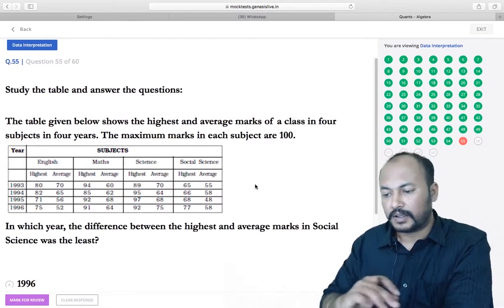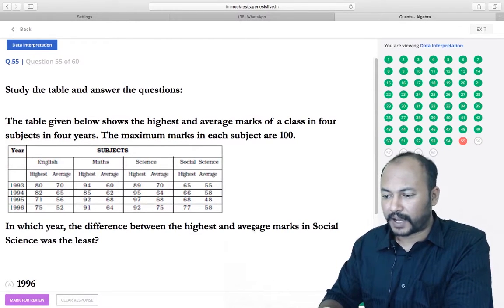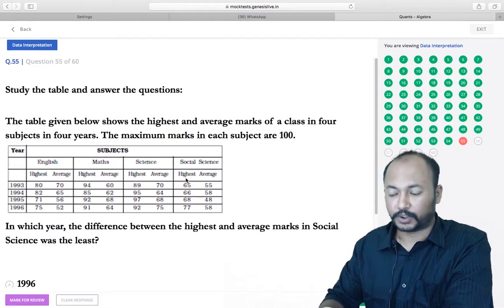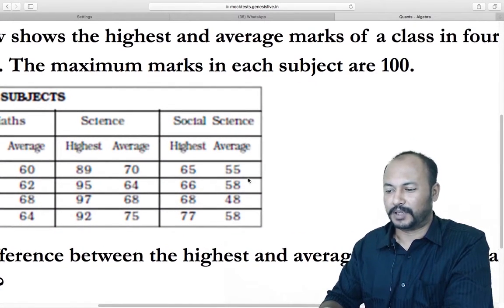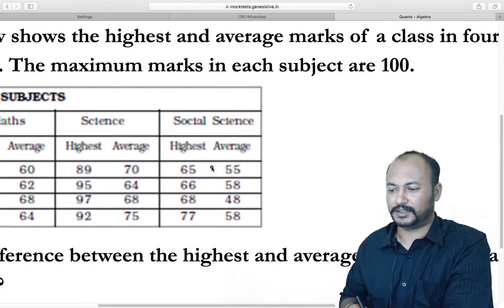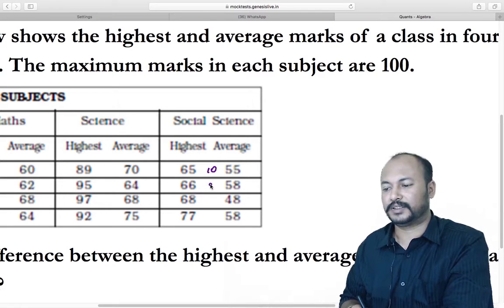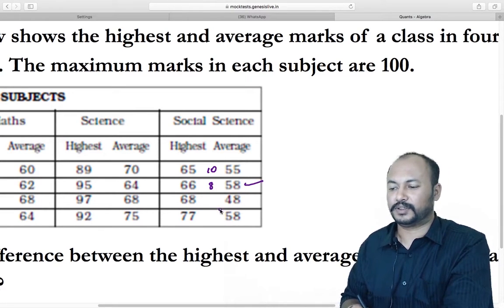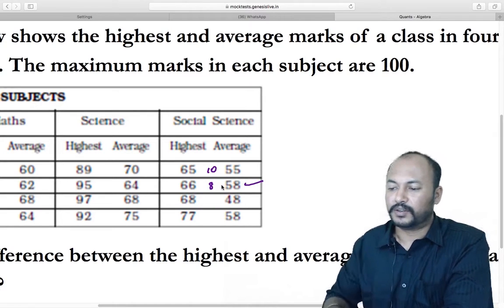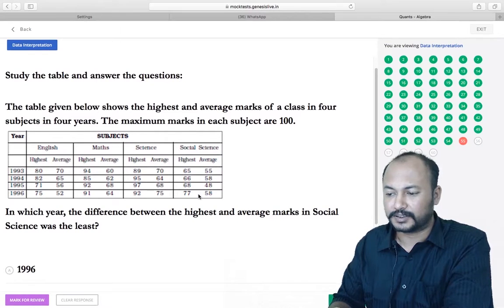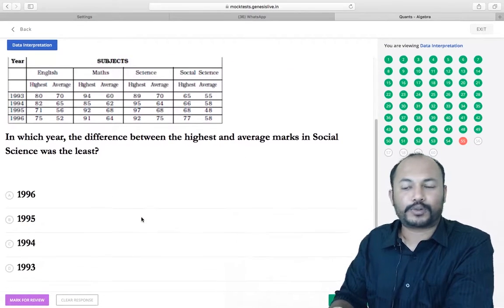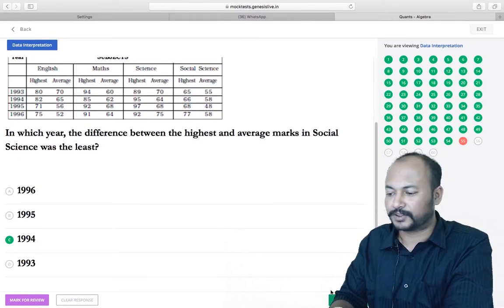55. Similar kind of question. Difference between highest and average in social science was the least. All right. Simple numbers. So I can just see difference is 10 and here it is 66, 58. This is 8. This is least. This is very high. These two numbers are more than 10. Simple. Done. No circus in this case. 1994. All right. Simple. Very simple question.